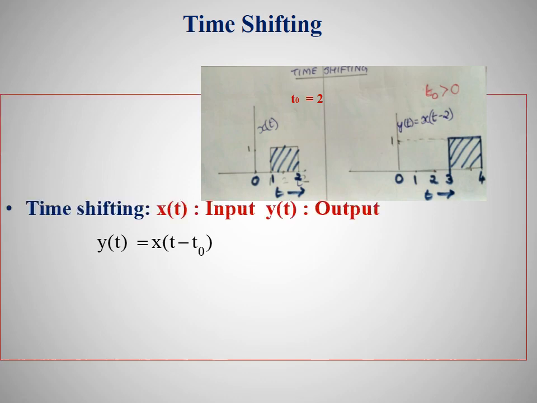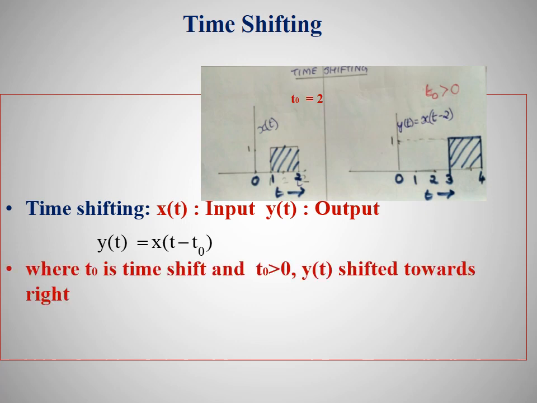The next discussion is on the next operation, namely time shifting. Here, when the input is x of t and the output is y of t, the time shifted version is given by y of t is equal to x of t minus t naught. This results in two cases, that is, when t naught is greater than 0, the signal is shifted towards the right, and when t naught is less than 0, the signal is shifted towards the left.